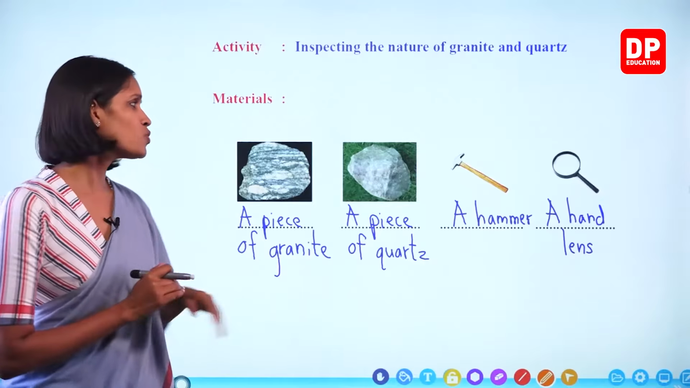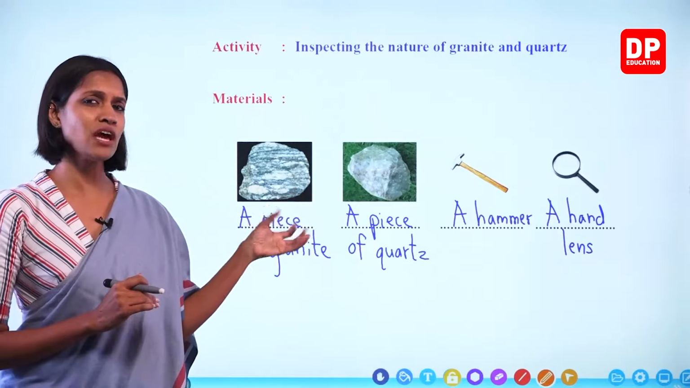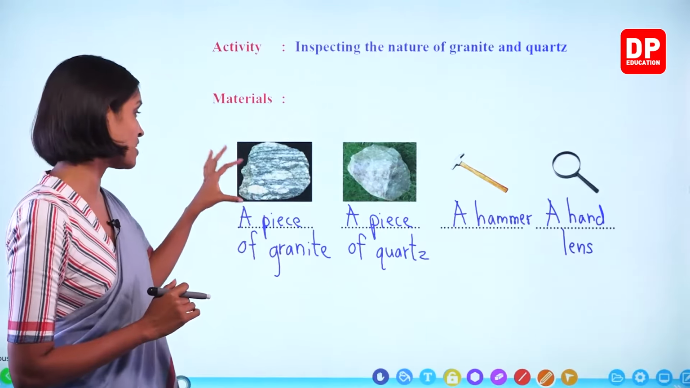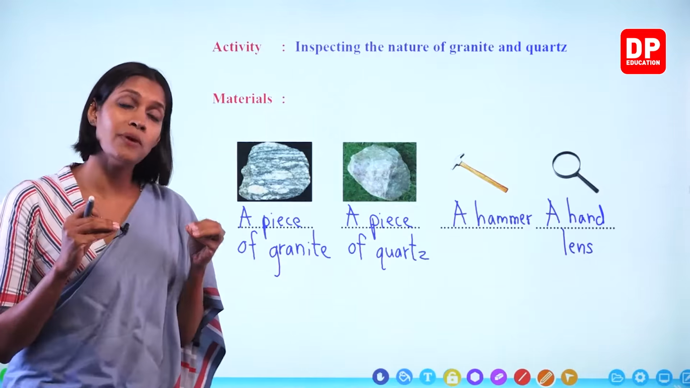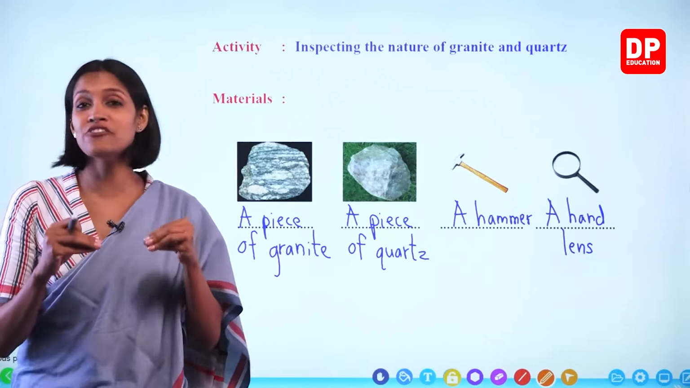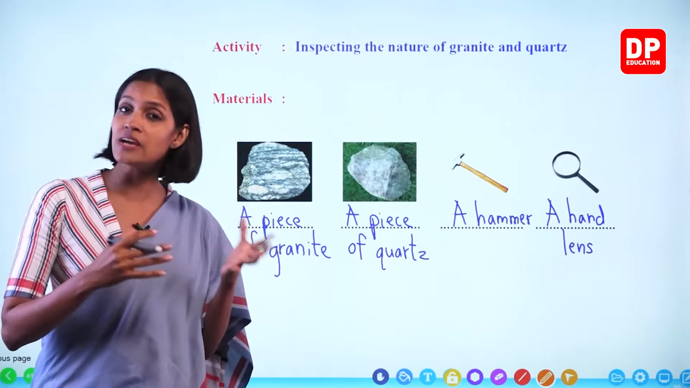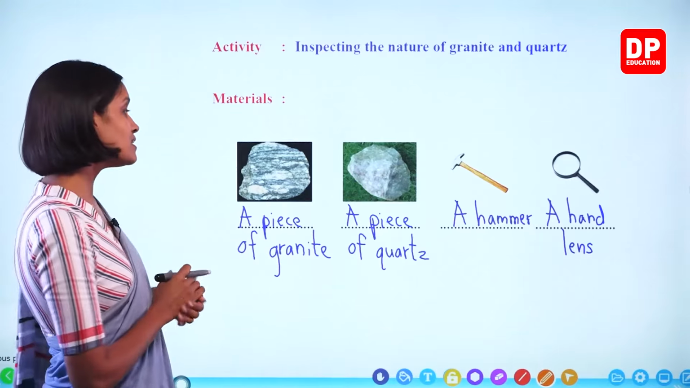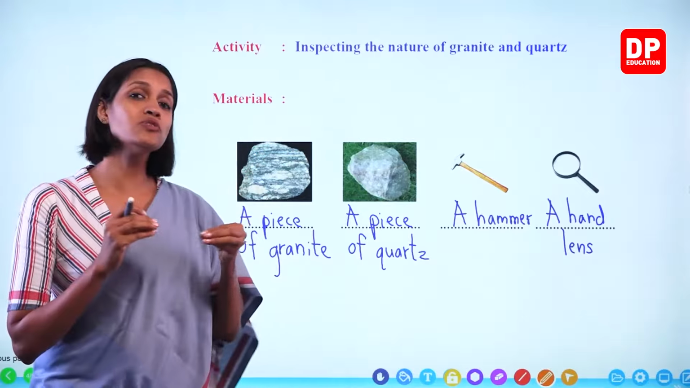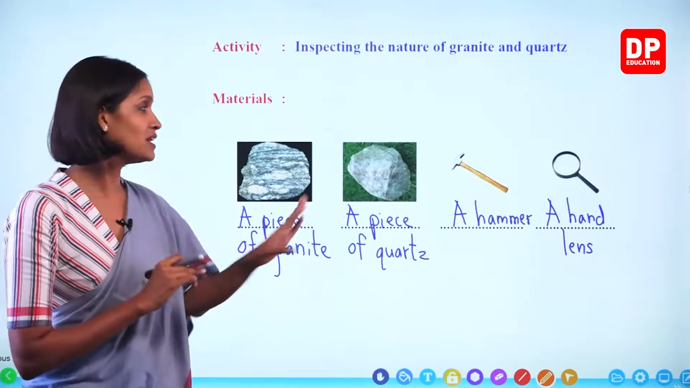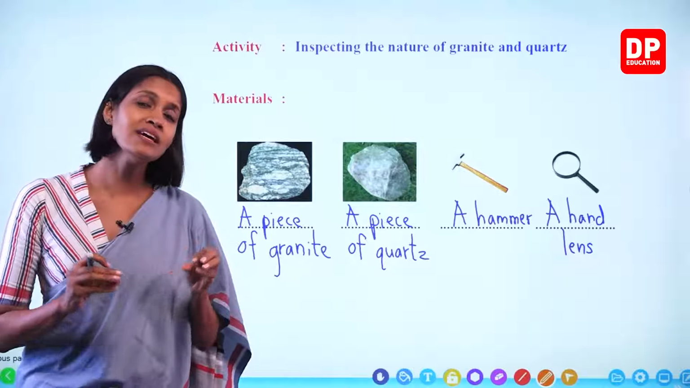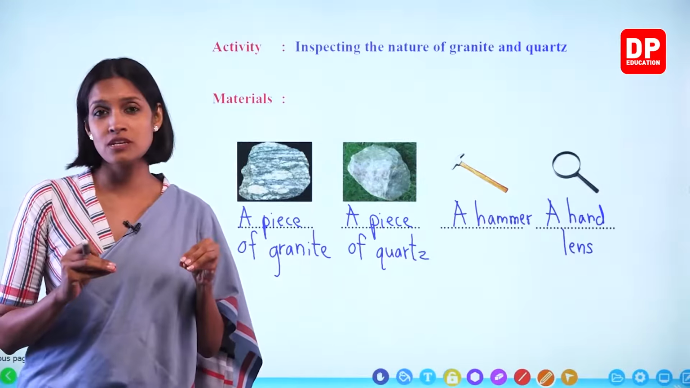Okay, children, so after doing that activity, we can come to a conclusion. The piece of granite is made up of small particles with different colors, which means they are different from each other, different types of substances. And in the piece of quartz, we could observe that throughout the entire piece, the same color was present.